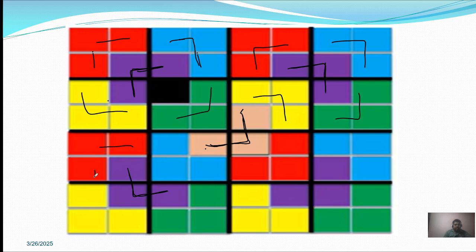Then we can simply solve it here. You can fill with an L-shaped symbol, here also, here also, and now here also can fill with an L-shaped symbol. Now here the tile is already filled.